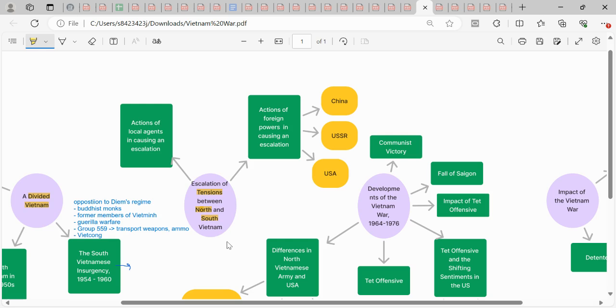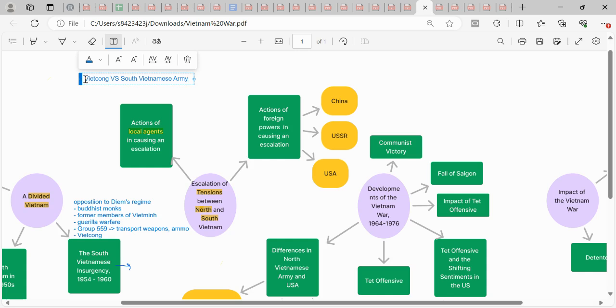All right, so I reassign it in this manner: actions of local agents in causing an escalation. So who are these local agents? What's this escalation that they are taking part in? Local agents, we are really talking about the Viet Cong. These are the main people fighting. The two sides in this particular South Vietnamese insurgency who are mainly fighting will be the Viet Cong versus the South Vietnamese army.